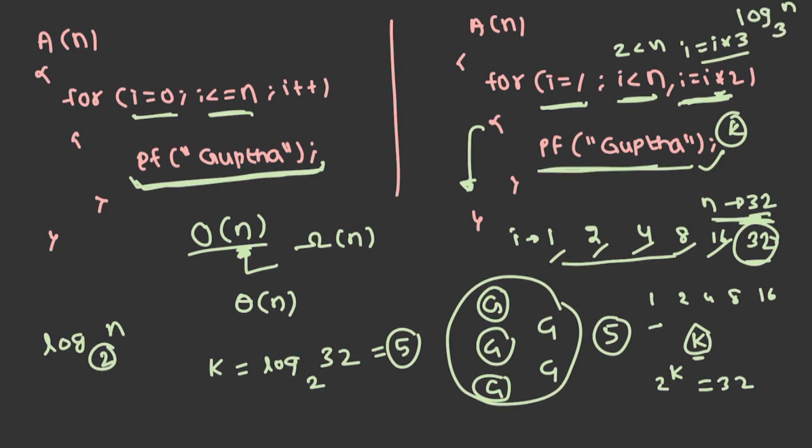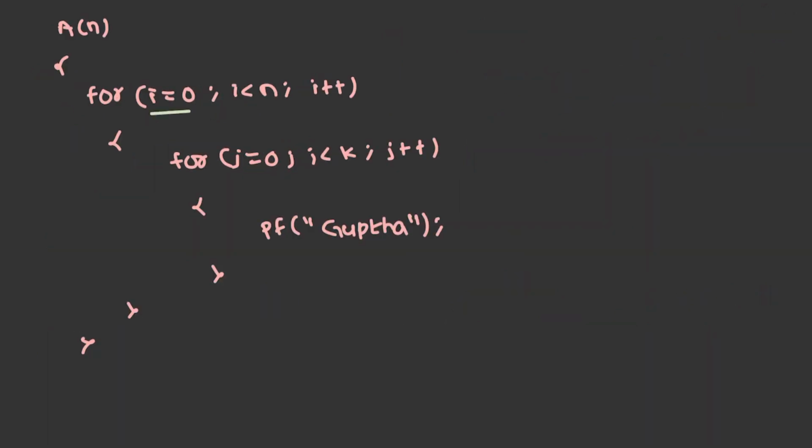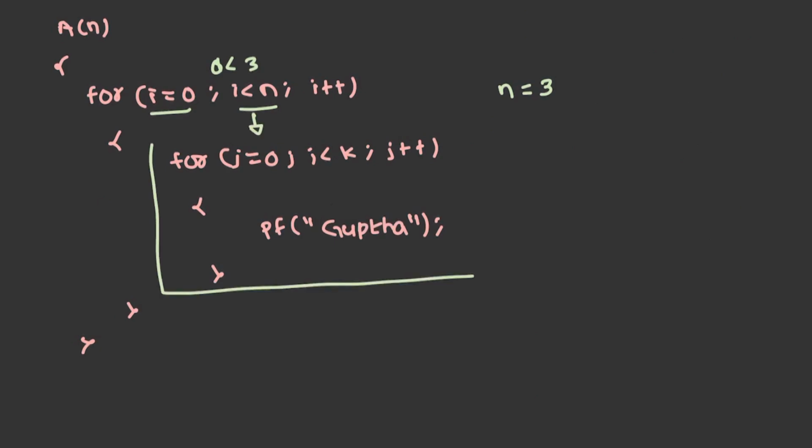Let's try to solve some more examples with time complexity. Consider this. Initially the value of I is 0. The condition will be verified. Let's say n is equivalent to 3. So 0 is less than 3. The condition is true. It enters the inside for loop, and this loop is completely nested inside the for loop. The value of j is 0 and it will be executed k number of times.